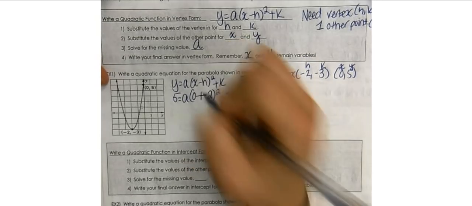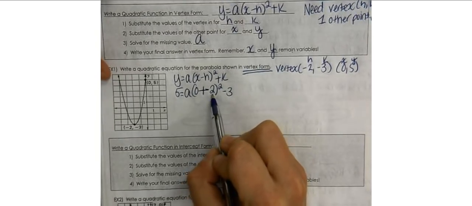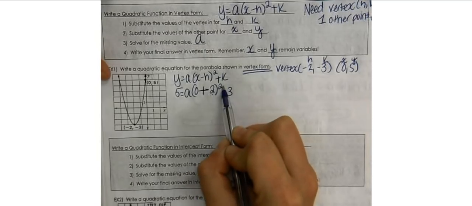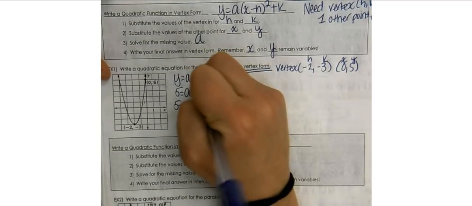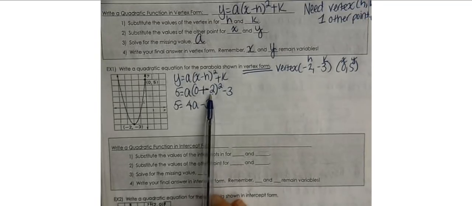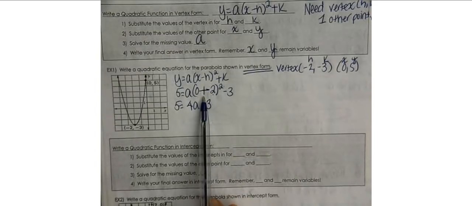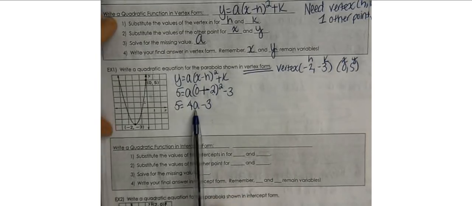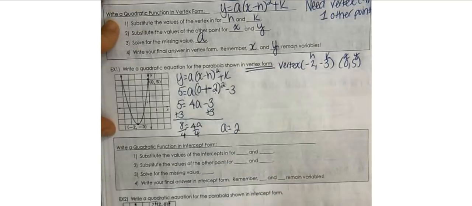A negative makes a plus, and now I have 0 plus 2, which is 2, and 2 squared is 4. So this is now 5 is equal to 4a minus 3. So once again, what I did here is I went 0 plus 2 is 2. 2 squared is 4. So a times 4 can be written as 4a. Now I'm going to add 3 to both sides, and I end up with 8 is equal to 4a. Dividing both sides by 4, we find that a is equal to 2.